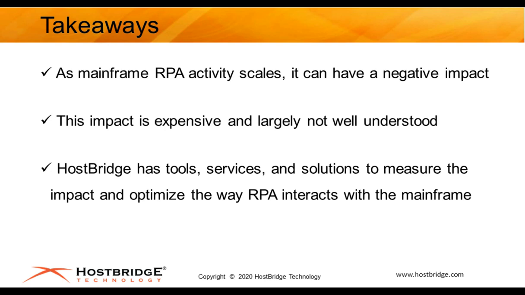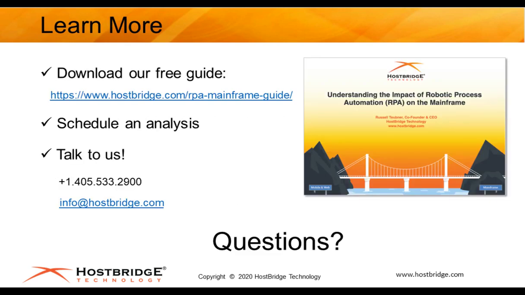And here are three statements that we think say it in a nutshell. As mainframe RPA activity scales, it can clearly have a negative impact on your mainframe environment. This impact, however, can be expensive, and certainly in the customer's case that we highlighted it is expensive, and it's largely not well understood. This was a customer that had really good mainframe tools. They could see that the CTLG transaction volume was high. They knew that. But what they couldn't see was how that volume fit logically into what that end user was doing or how that transaction was being orchestrated by an RPA bot. And obviously, through this presentation, we've highlighted tools, services and solutions that we have to help you measure the impact and hopefully optimize the way RPA interacts with your mainframe applications.